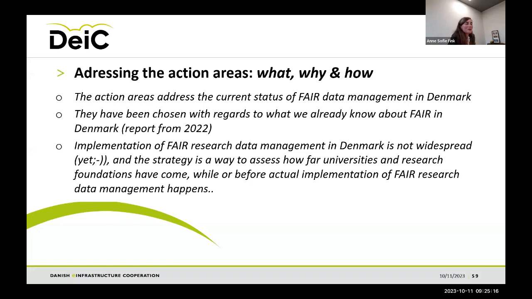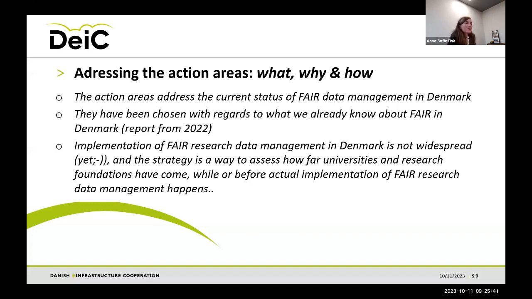Implementation of FAIR research data management in Denmark is not widespread yet. We are doing better, but we see lots of things going on, and, as Bjarke mentioned, an intensified focus on the FAIR principles and on FAIR data management.